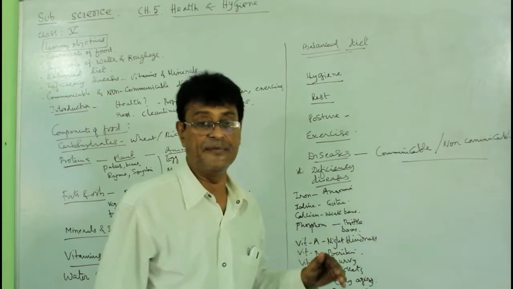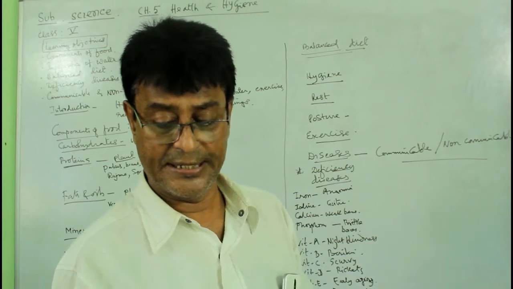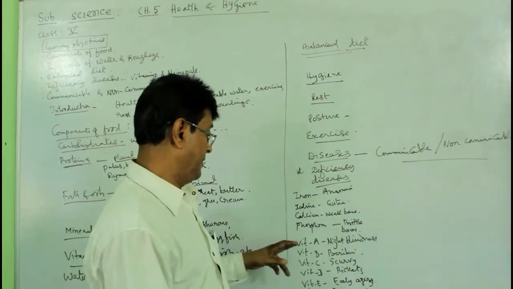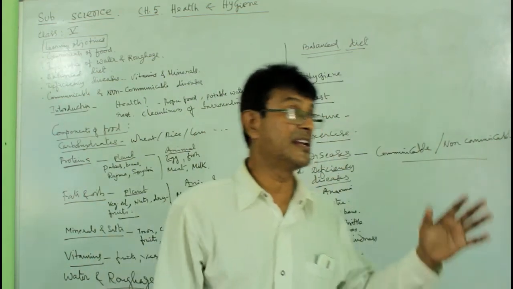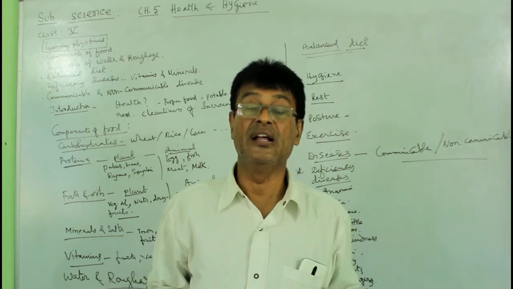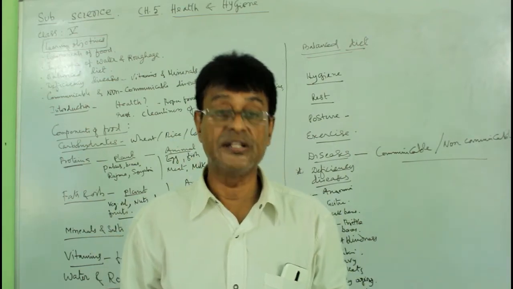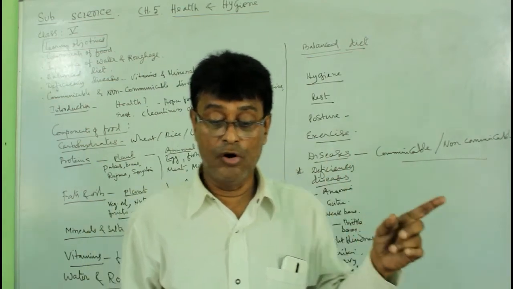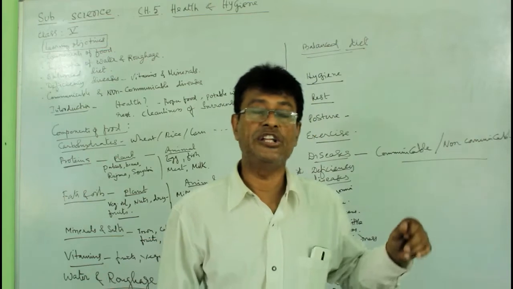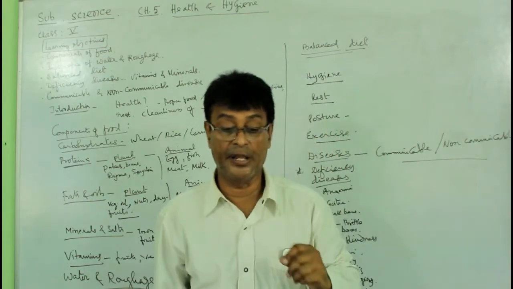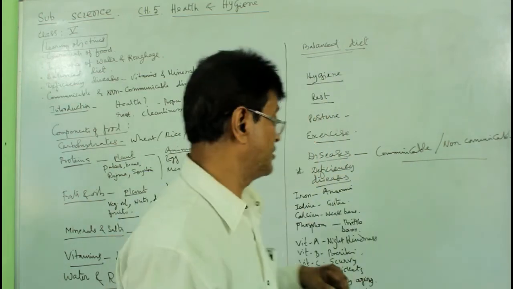Now we have vitamins, which I told you are acting as the guards of the body. Among vitamins, vitamin A deficiency causes night blindness. Some people can see very nicely during the day, but as soon as the sun is set, they cannot see properly. Carrot, mango, butter, etc., and the yolk of the egg, the yellow part of the egg, give you protection against vitamin A deficiency, which is known as night blindness.